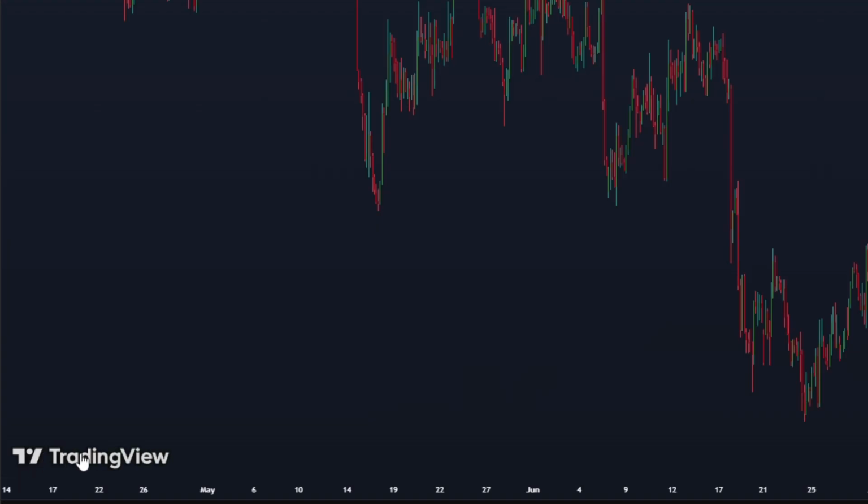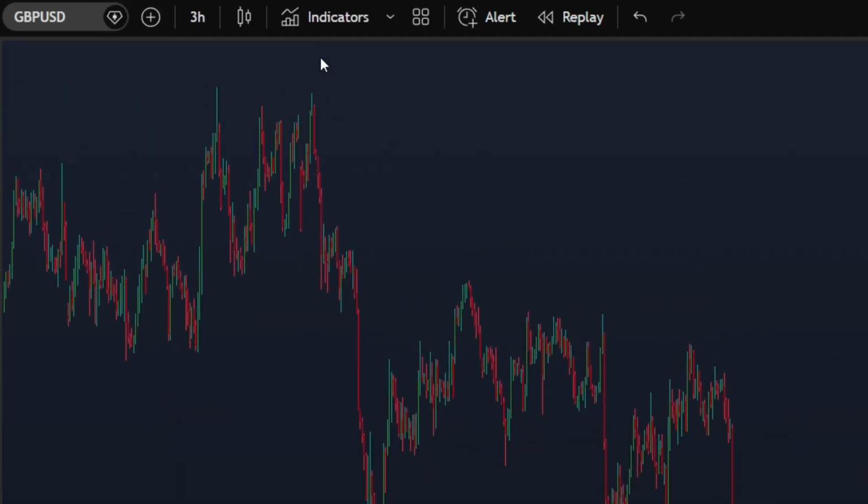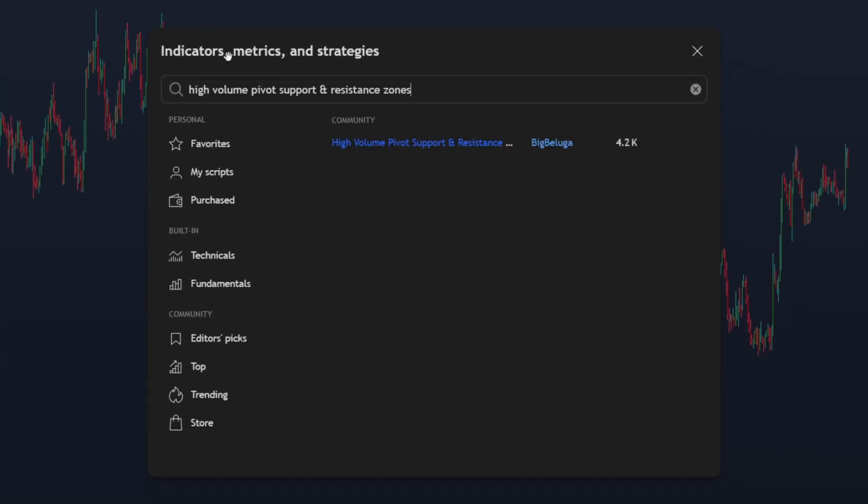Now let's open TradingView and add the indicator. Click on the Indicators tab and search for high volume pivot support and resistance zones. Select this indicator created by Big Beluga.